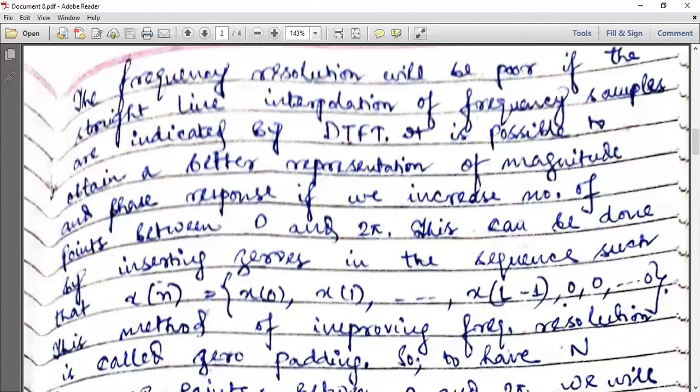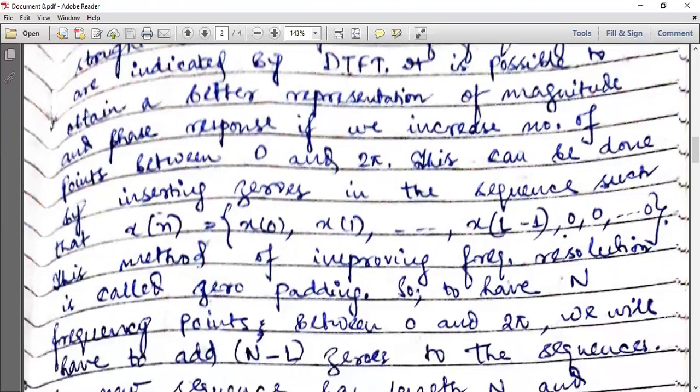So we simply increase the number of zeros. We simply insert zeros in the sequence, such that the sequence becomes x[n] equal to, starting, everything is the same up to L minus 1. You can see x0, x1, dot dot up to x of L minus 1. And after x of L minus 1, we increase the length of the sequence by adding many zeros to it. Clear? So this method of improving the frequency resolution is called zero padding.